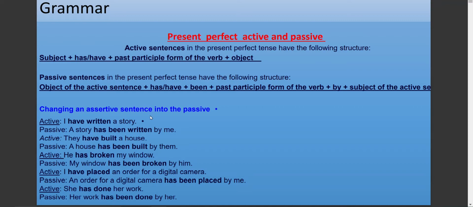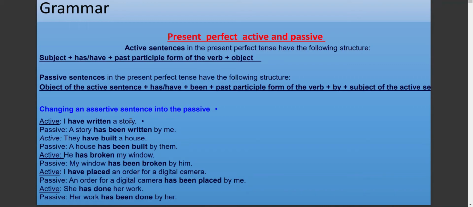Changing an assertive sentence into the passive. Assertive sentences into the passive. Right. Active: I have written a story. Passive: A story has been written by me. Right. I have written. الجمل المؤكدة المعلومة. I have هاي موجودة. has و have أي تستخدم داخل have. بعدين past participle تصير الثالث write or written. A story is the object. Alright.